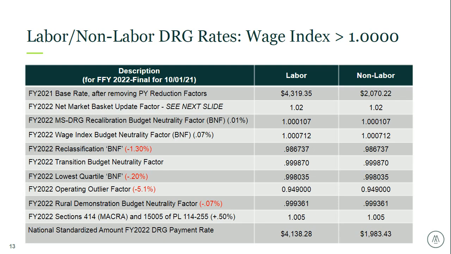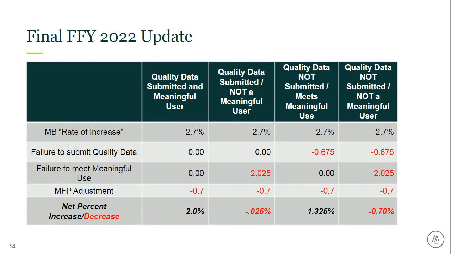The next slide touches on quality data and meaningful use adjustments. And this slide is intended to illustrate the payment adjustments that are applied to hospitals that meet quality data submission standards and are approved as an electronic health record meaningful use user versus those that don't meet this criteria. So if we look at this slide and we kind of go from left to right, the second column there shows the increases that are applied to those that meet both quality data submitted and are meaningful users.